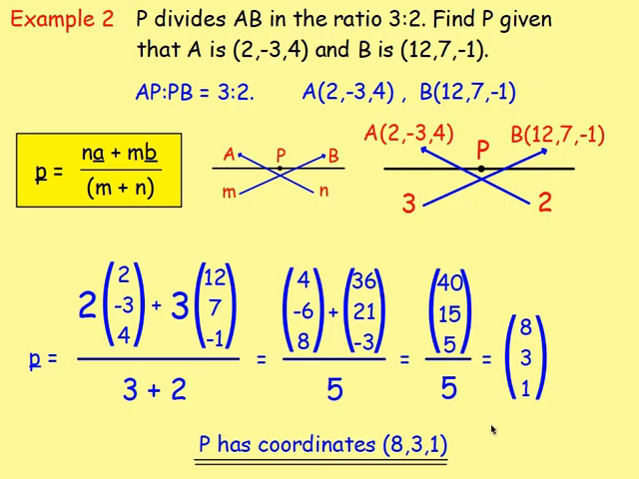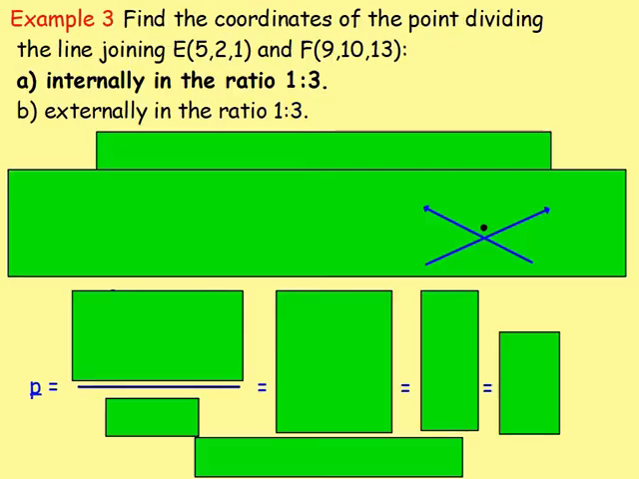Make sure if it does ask you for a coordinate, you are leaving your answer as a coordinate. Let's try another one. Example 3. Find the coordinates of the point dividing the line joining E(5, 2, 1) and F(9, 10, 13), A: internally in the ratio 1 to 3, it's in bold because this is the page I will do the answer to this one on, and B: externally in the ratio 1 to 3.